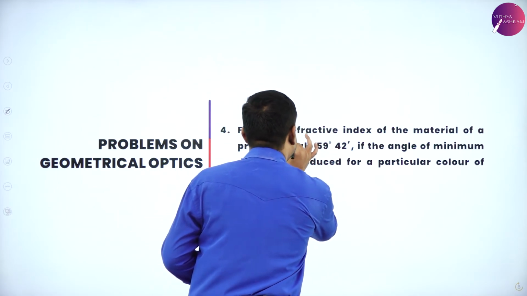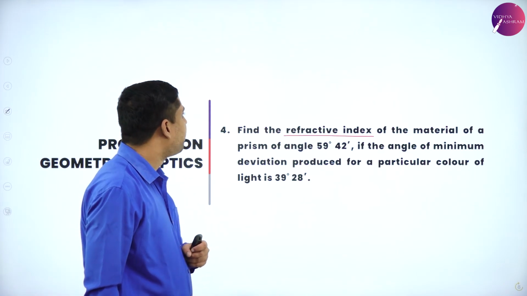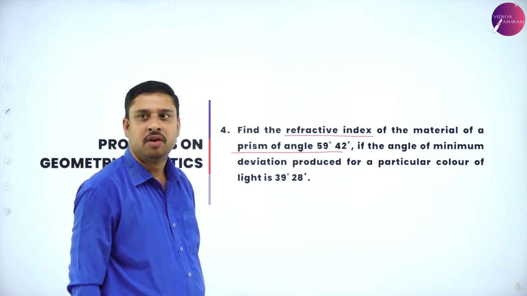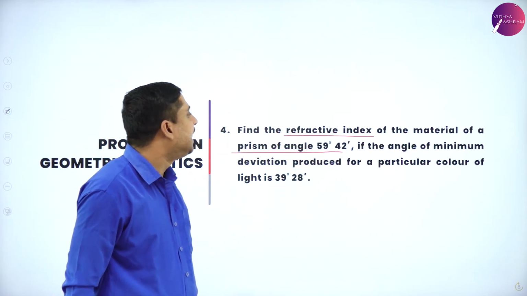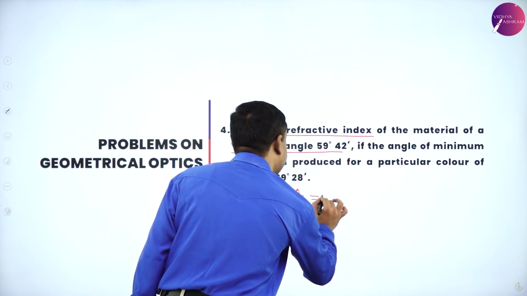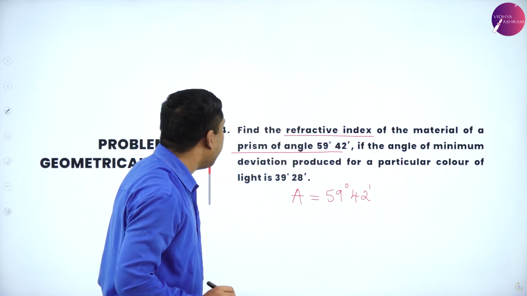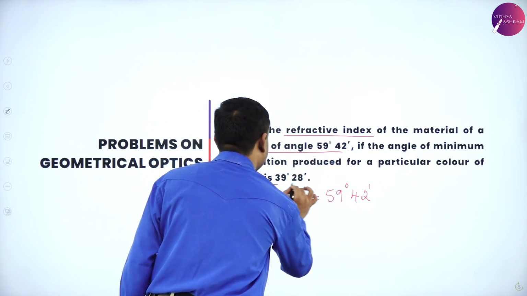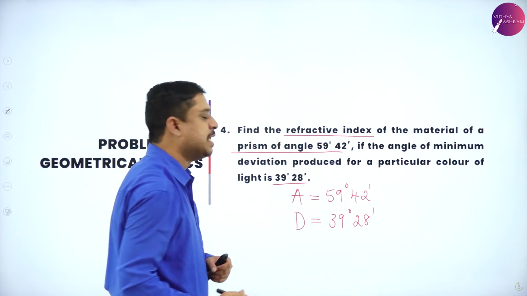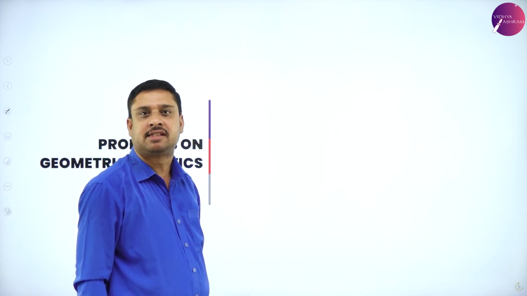Find the refractive index. Now problems on Prism. Refractive index of the material of a prism of angle 59 degrees 42 minutes. Angle of the prism is 59 degrees 42 minutes. If the angle of minimum deviation, capital D, is 39 degrees 28 minutes. Now, refractive index of the prism is asked.